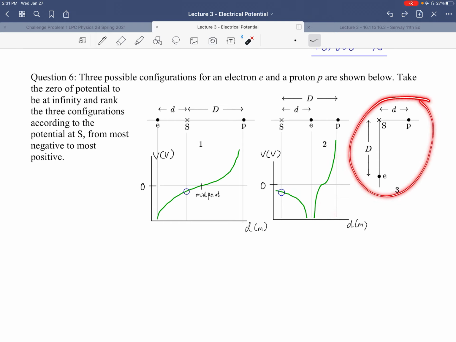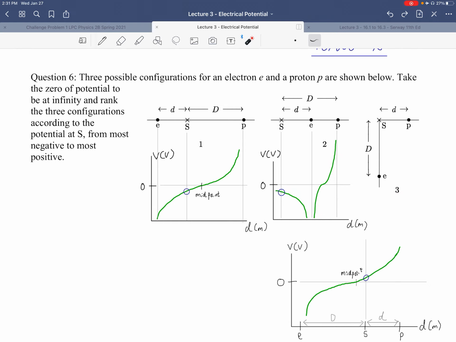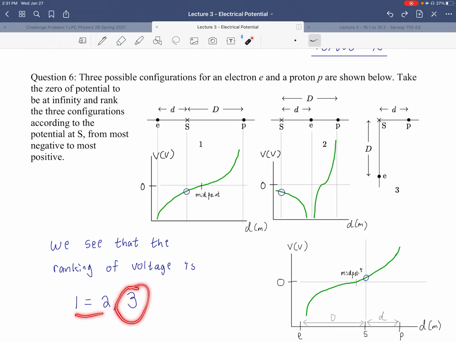And then finally, we can consider the third case by straightening it out, so to speak, and just considering it along a single axis rather than the two axes shown. And in that case, it's basically this picture again, but our S has gotten moved from here to here. And so there it is. It is actually in the positive range, the voltage that is, because we are closer to the proton than the electron. Okay? And that means we can rank our voltages from most negative to most positive, with 1 equals 2 and 3 being the most positive. In fact, the only positive.